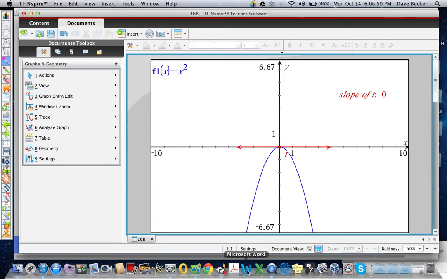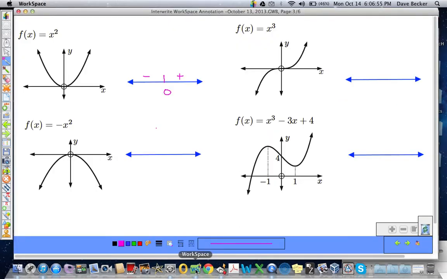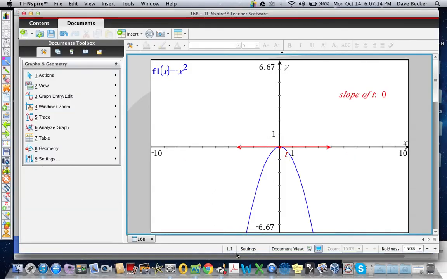So we go back and make our little sign diagram. Again, it's changing over at x equal to 0. So we put that there, and let's see, increasing to the left of 0, and decreasing to the right of 0. Okay, and let's take a quick look at x cubed.